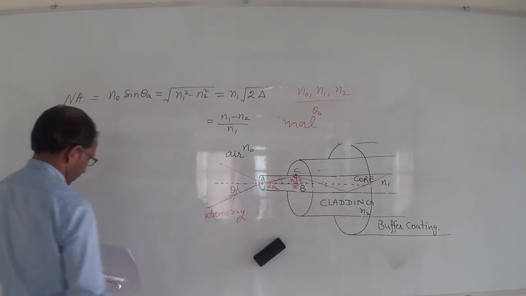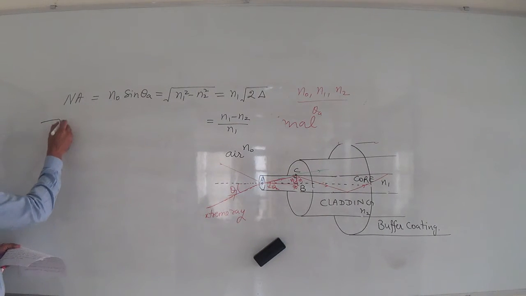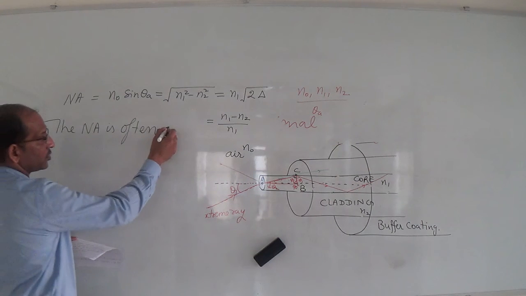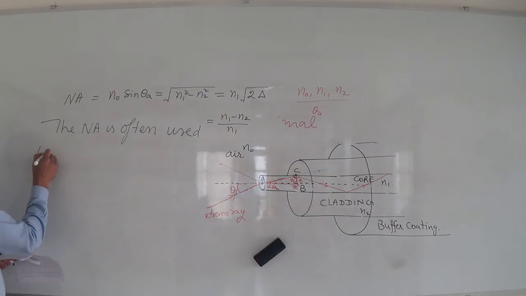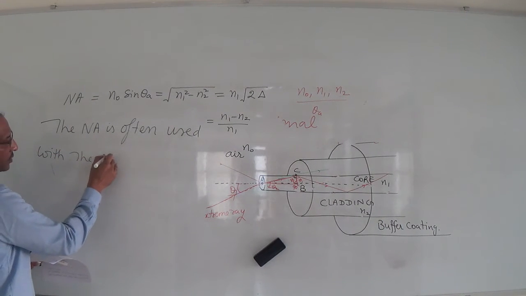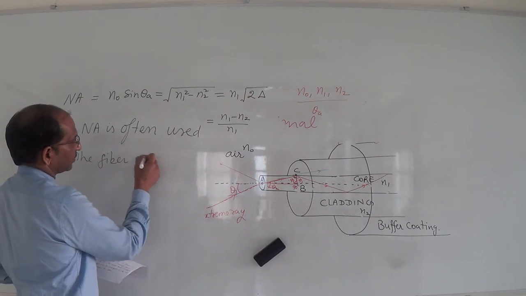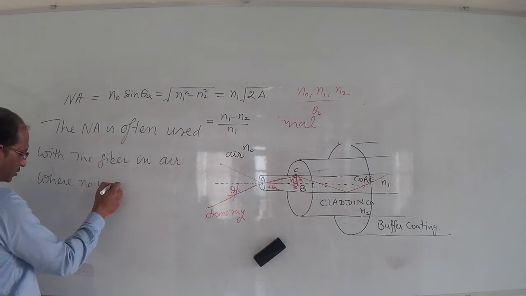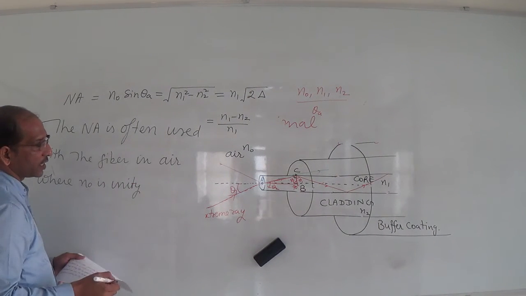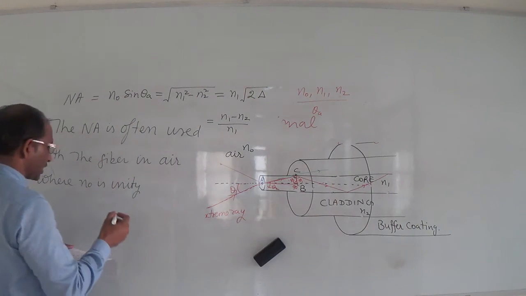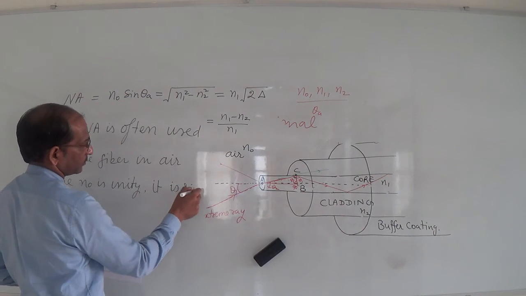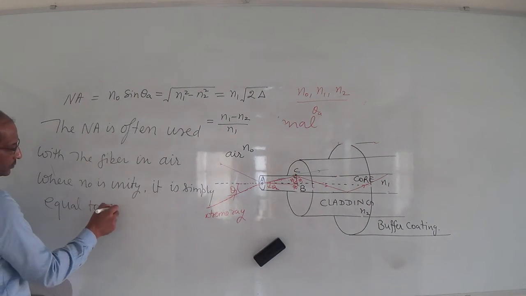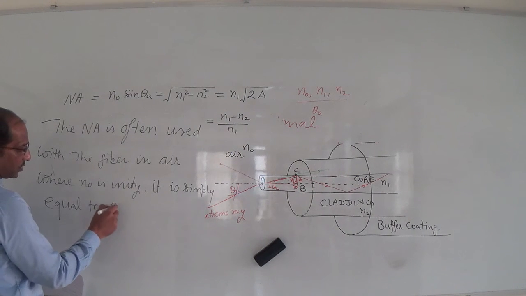So the numerical aperture is often used with the fiber in air, where n naught is unity, the refractive index of air is 1, so it is simply equal to n naught equal to sin theta e.